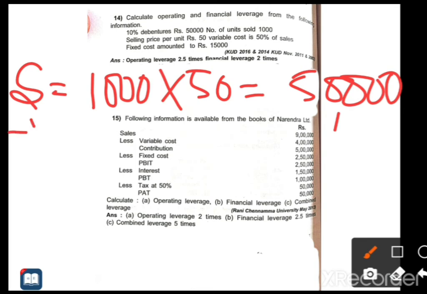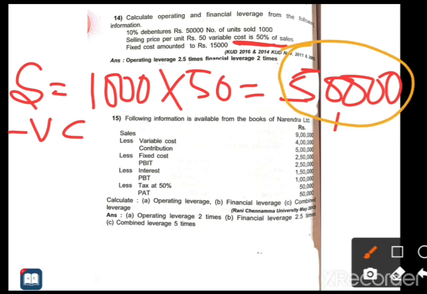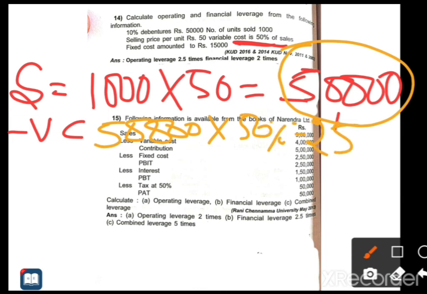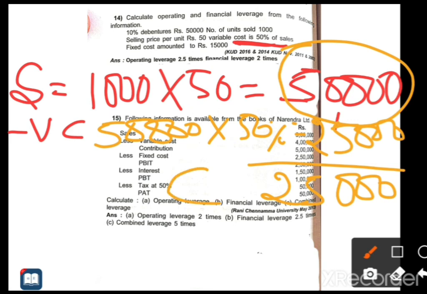Less variable cost. Variable cost is 50% of sales. Sales is 50,000, so 50% of that is half of it. Variable cost is 50,000 into 50%, which is 25,000. So 50,000 minus 25,000 gives 25,000, which is the contribution. Is that clear?